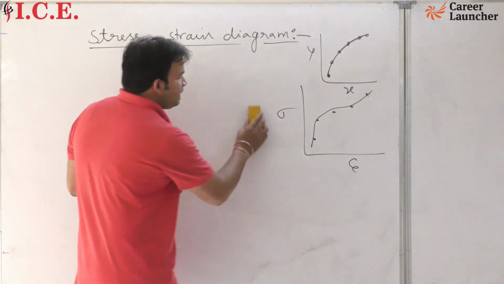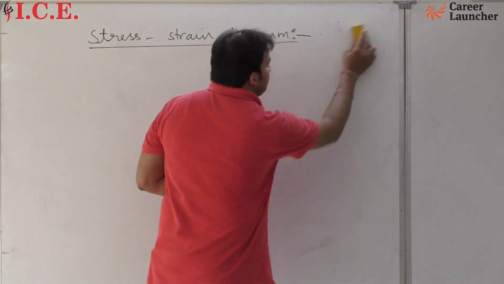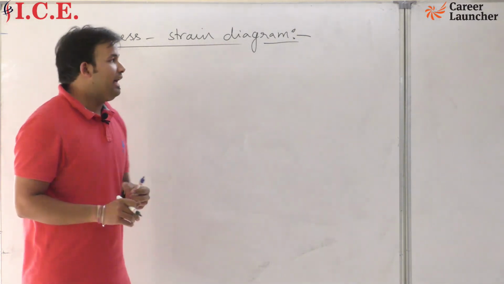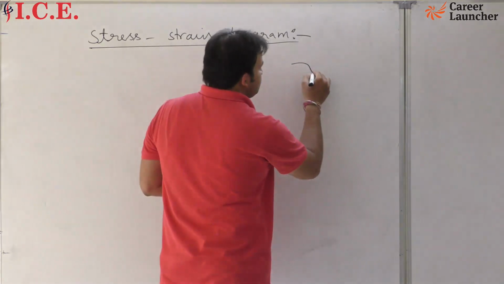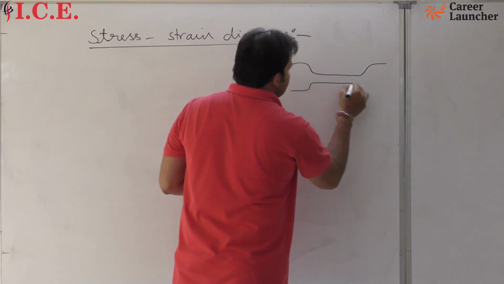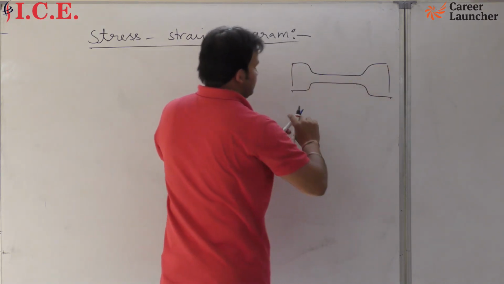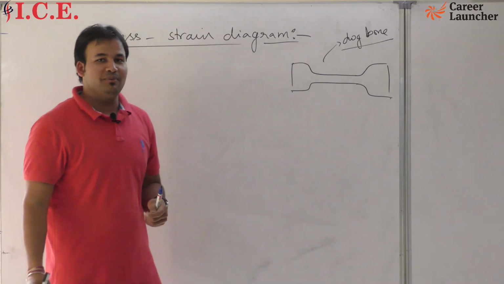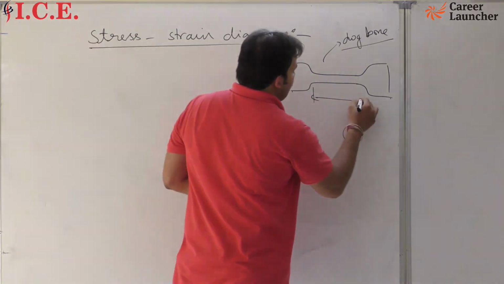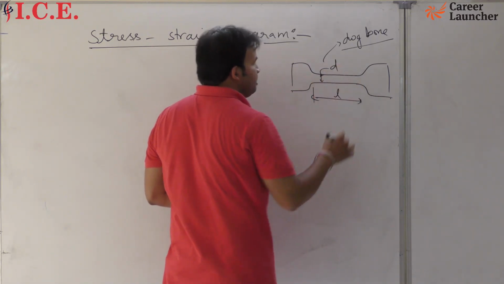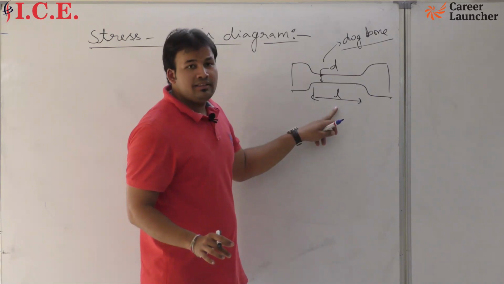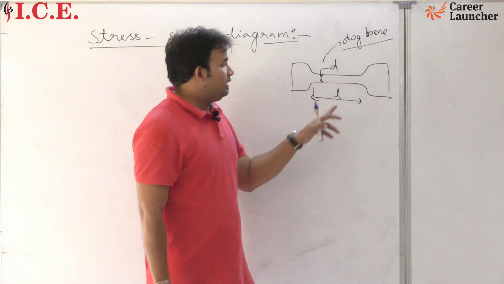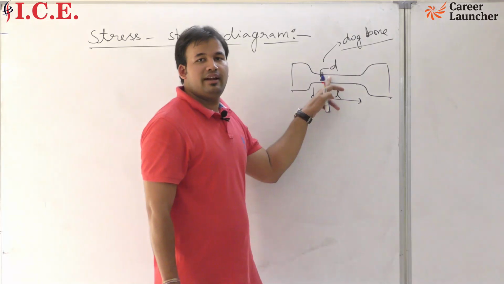Then I will say that for finding the stress strain diagram, people went to the UTM machine, the universal testing machine, and at that time people took a specimen like this. It is called a dog bone, like a dog's bone. This will be your gauge length and this will be your diameter. Generally, the length of this specimen should be more than 4 times the diameter.